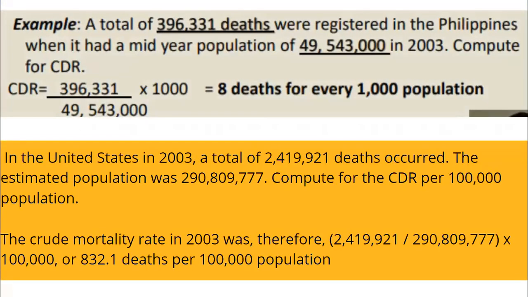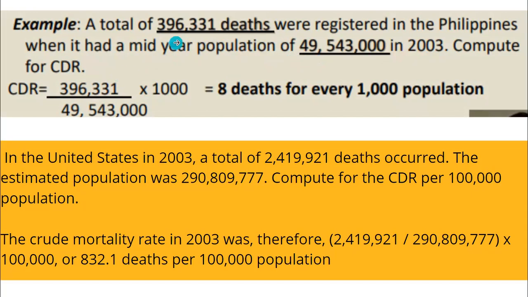So for example, a total of 396,331 deaths were registered in the Philippines when it had a mid-year population of 49,543,000 in 2003. Compute for the crude death rate. Okay? So again, how do we compute it?